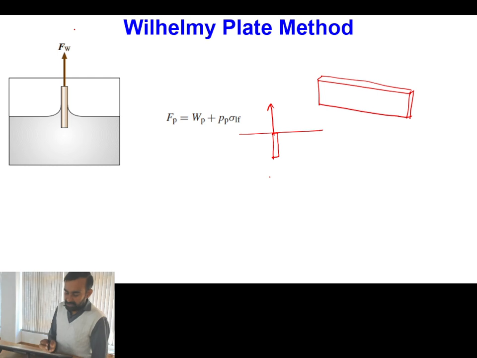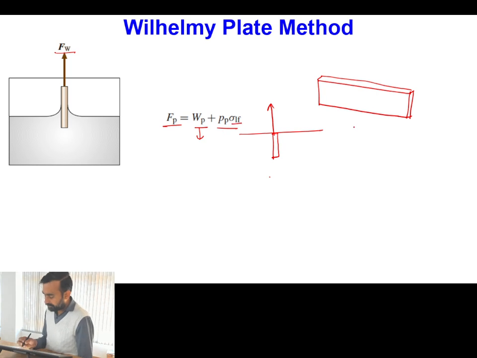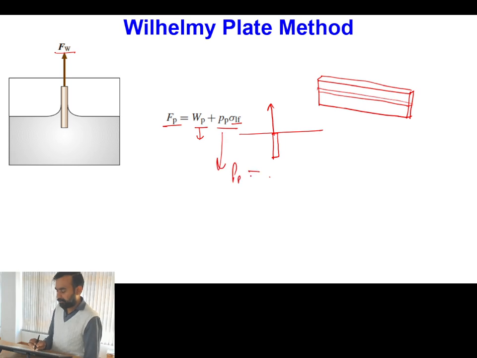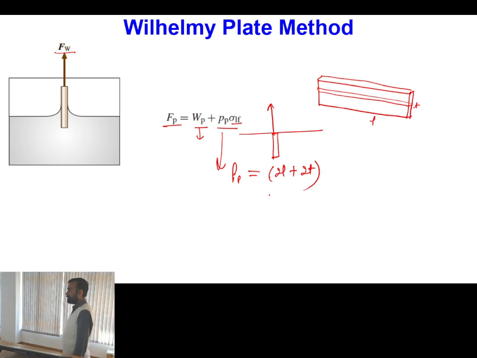Once we are pulling this plate upward, Fp is the amount of force we apply in the upward direction, Wp is the weight of the plate, and then what will be the surface tension force? The surface tension force will be sigma LF into its perimeter. For a rectangular plate, if L is its length and T is thickness, then the perimeter will be 2L plus 2T.